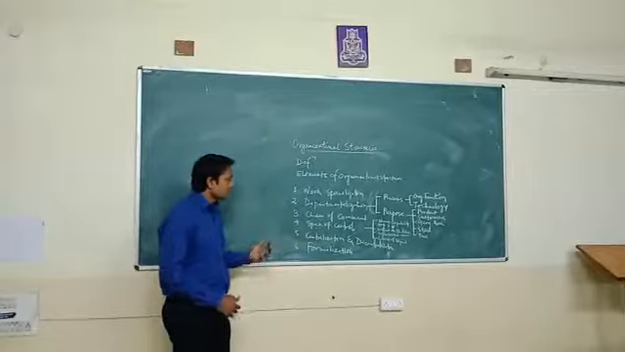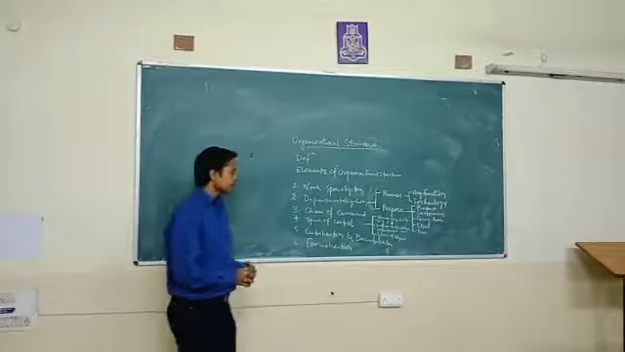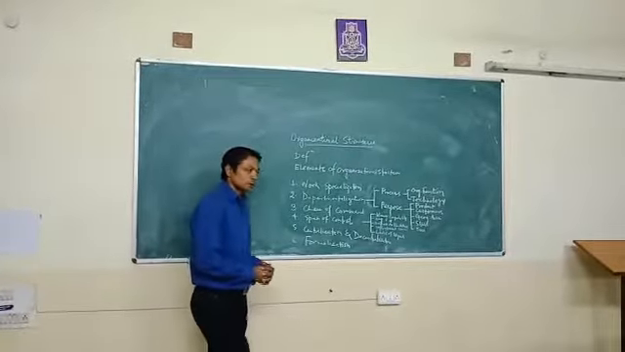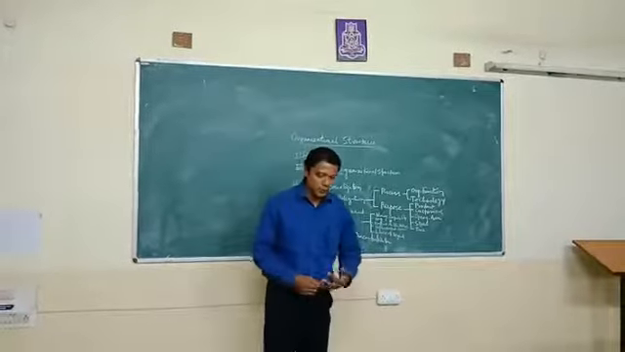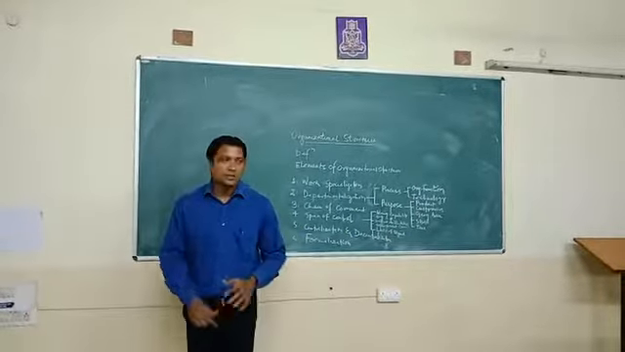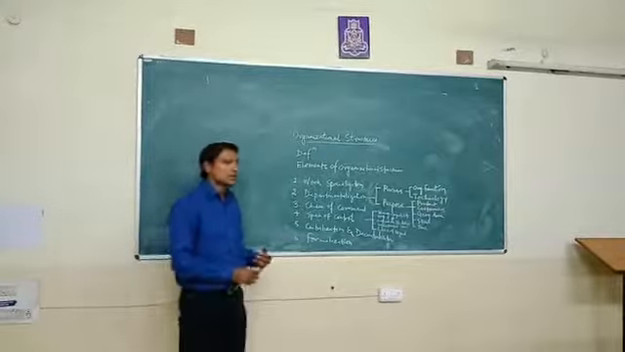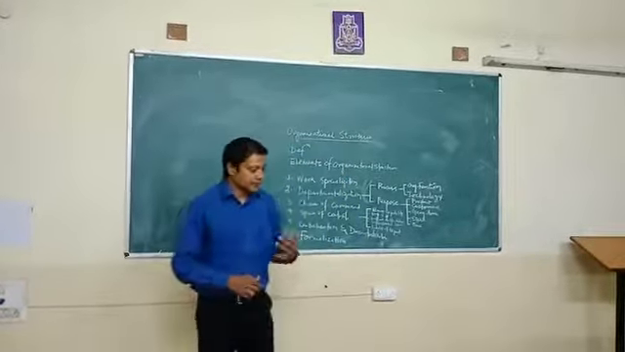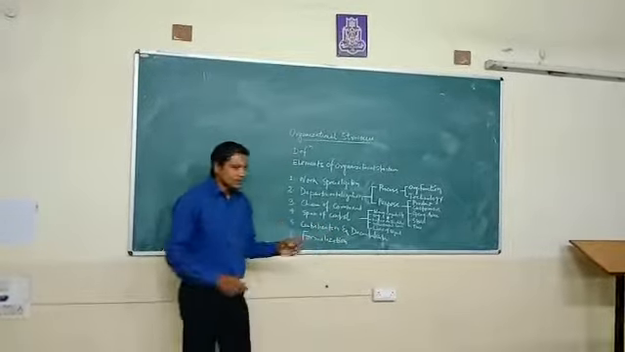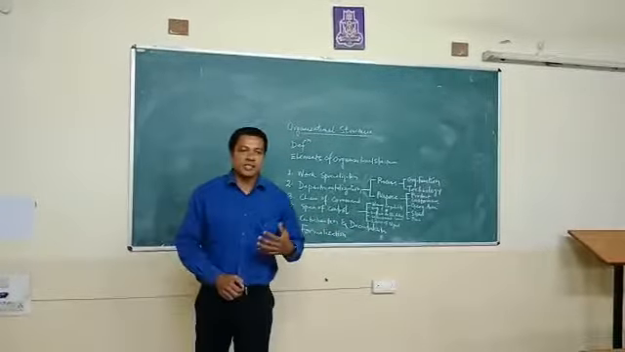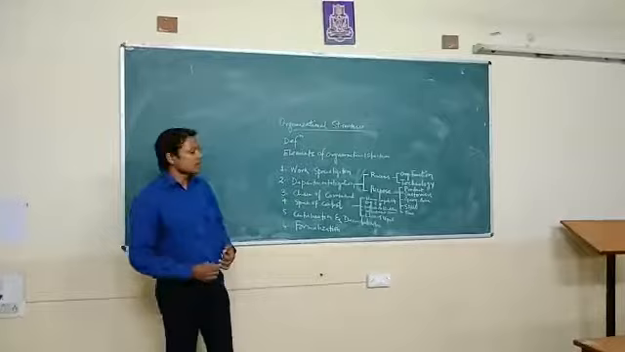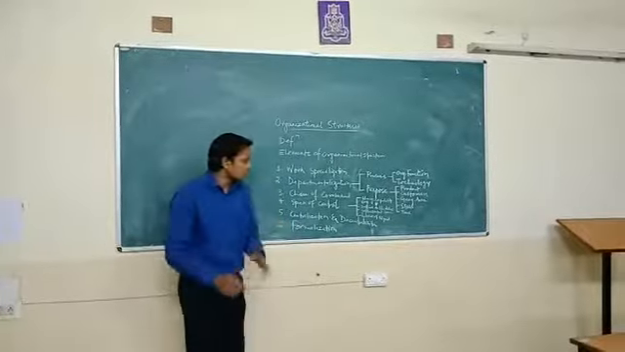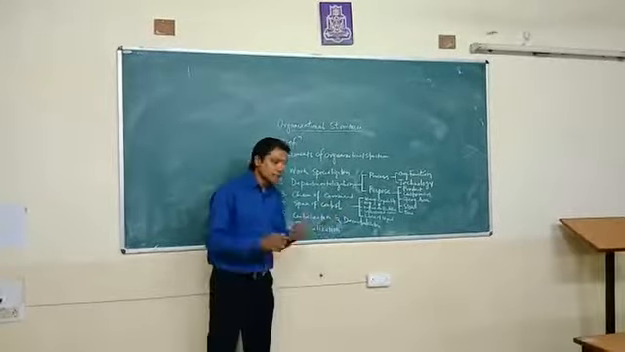Then another element is span of control. Span of control, as I tried to define it in the preceding class, is also called span of management, span of authority, span of responsibility. This is basically how many subordinates report to a manager, which is called span of control.